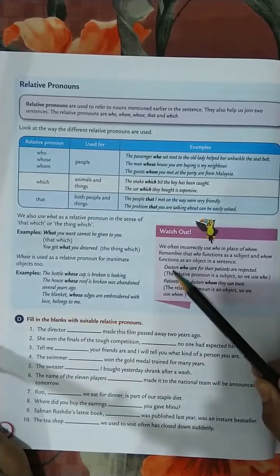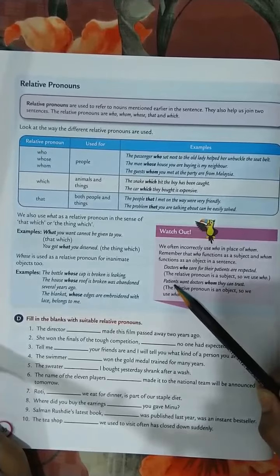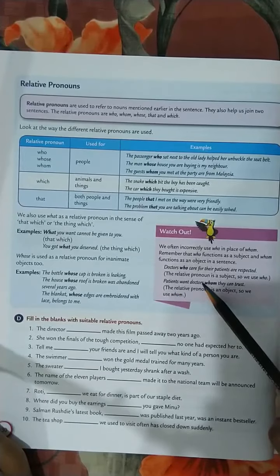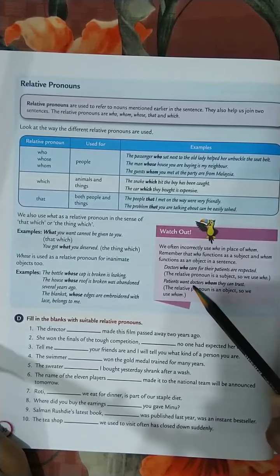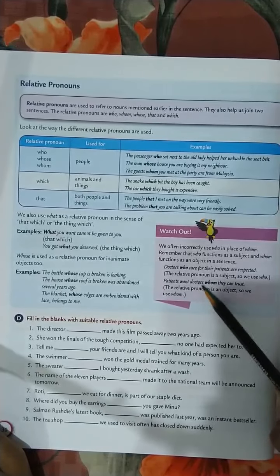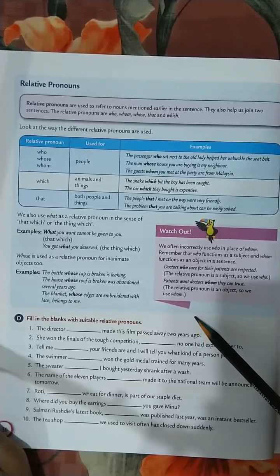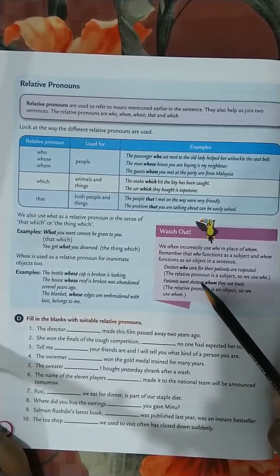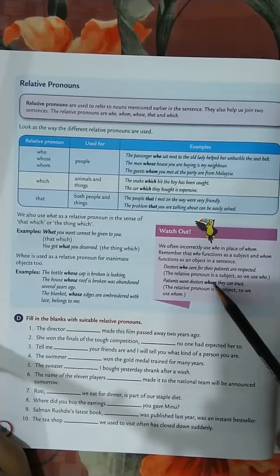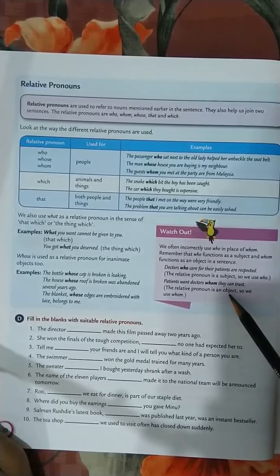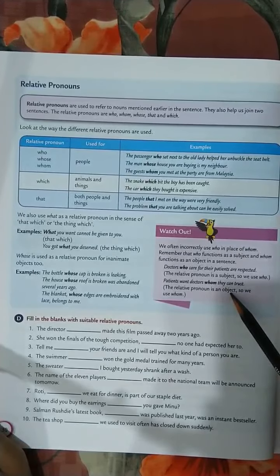Okay, now next is: patients want doctors whom they can trust. Now here the relative pronoun is an object. Okay, now the relative pronoun is an object, so we use whom. Patients want doctors. Now doctor here is working as an object, that's why we have used the word whom. Okay, patients want doctors whom, not who, whom, because the relative pronoun is the object here.